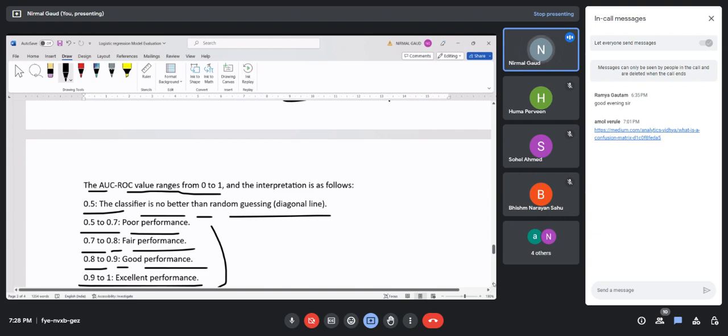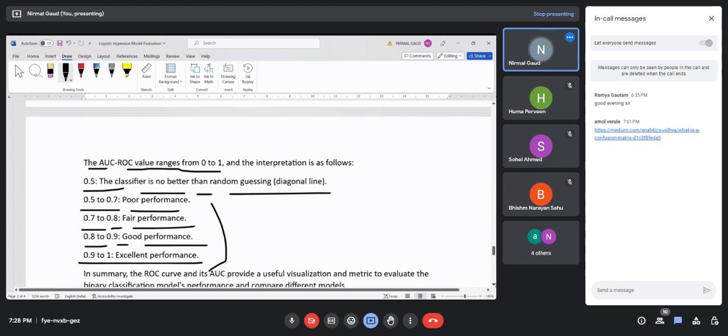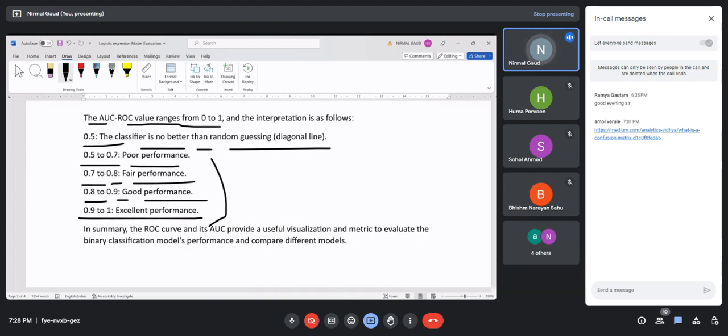here you have the values, 0.5 and all these things are there: 0.5, 0.7, 0.8, 0.9. So 0.9 to 1 is excellent performance, 0.8 to 0.9 good, 0.7 to 0.8 fair, 0.5 to 0.7 poor performance. And here it says that 0.5 is no better than random, below this there is no meaning at all. That's a listing. That's a chart.